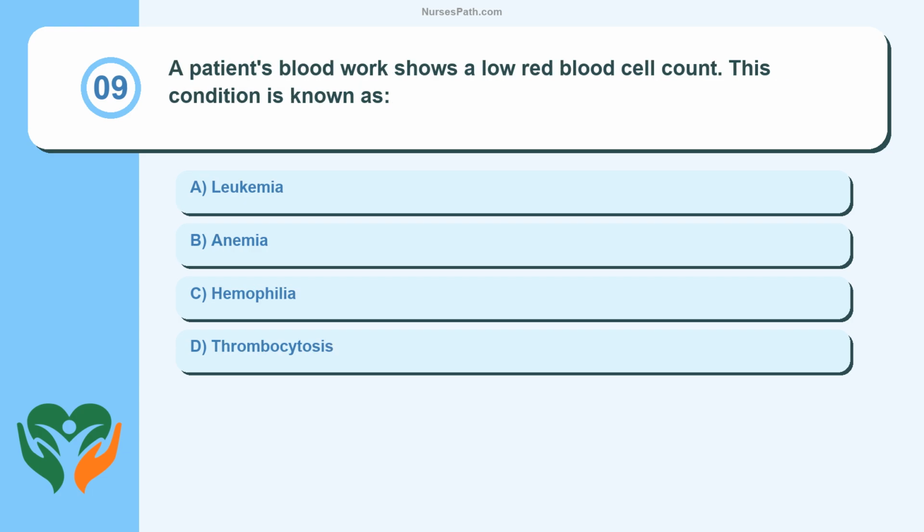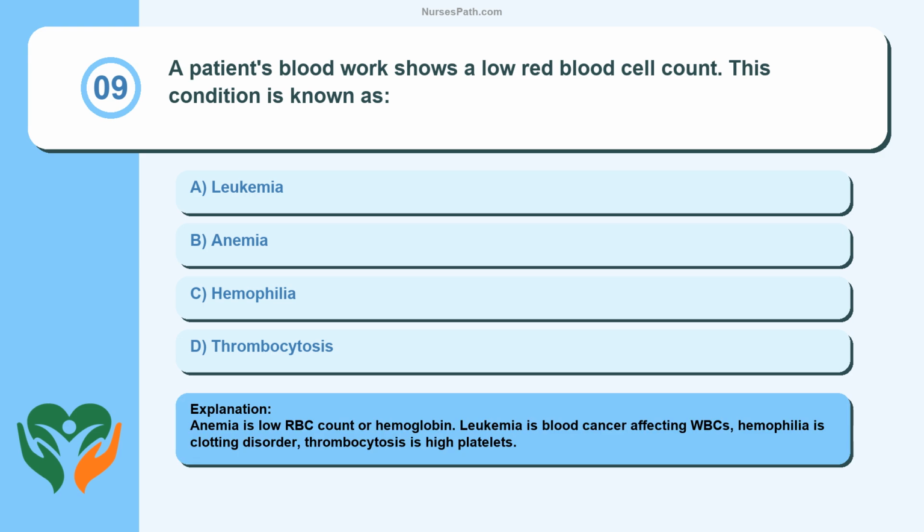Question 9. A patient's blood work shows a low red blood cell count. This condition is known as leukemia, anemia, hemophilia, thrombocytosis. Anemia is low RBC count or hemoglobin. Leukemia is blood cancer affecting WBCs, hemophilia is clotting disorder, thrombocytosis is high platelets.